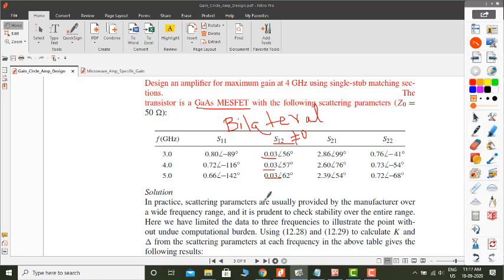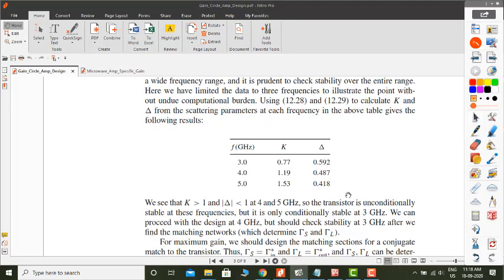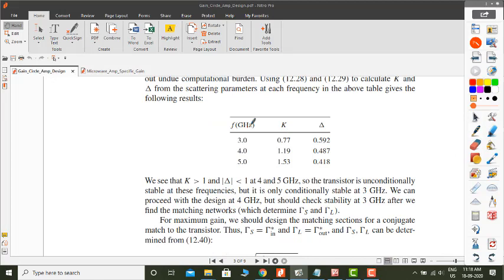When the device is bilateral, or S12 has some value other than 0, then we have to test its stability for the frequency of interest. In this design, the frequency of interest is 4 gigahertz. At 4 gigahertz, it should be stable. Now, the first thing is we have to compute the K factor and del value. K factor and del values are computed.